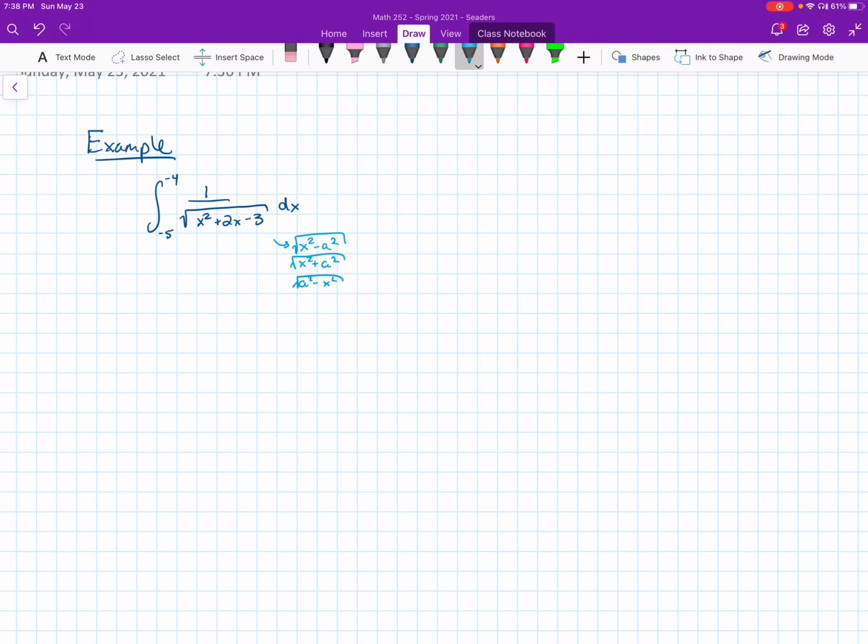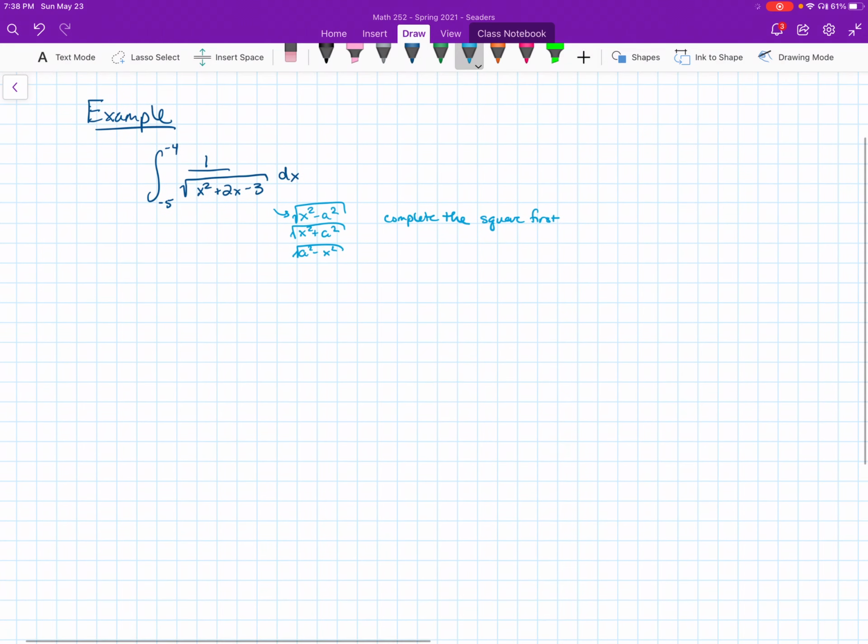So what we're going to do to get that is, I have a square root that I want to get rid of, and I can't use a u substitution because there's no 2x or even an x out front. To get rid of that square root, I want to use trig substitution, but I'm going to complete the square first so that I have something squared minus a squared, or vice versa. Could be a plus, we'll see. So the first thing we're going to do is complete the square.